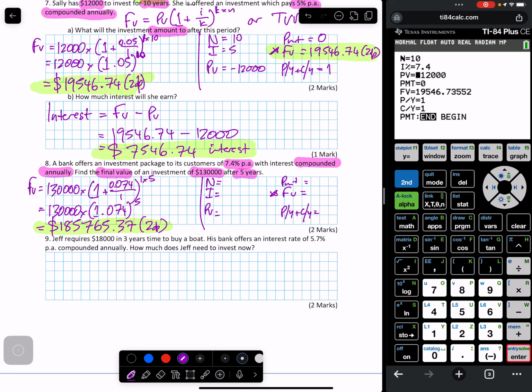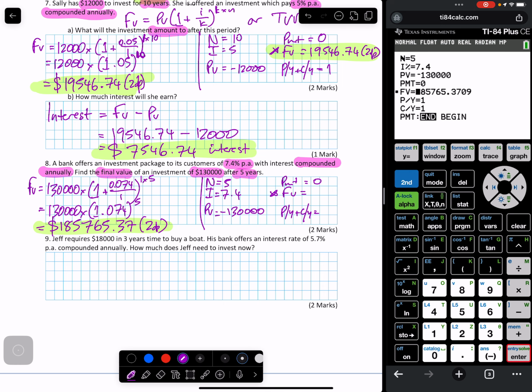They invested 130 grand, so PV is going to be negative 130,000 because I put the money from myself into the bank. It's compounding annually, so PY and CY is going to be 1 and 1. 5 years compounding annually, so once a year times by 5 years is 5. Solve for FV by pressing alpha, enter. N was 5, 7.4, negative 130 grand.